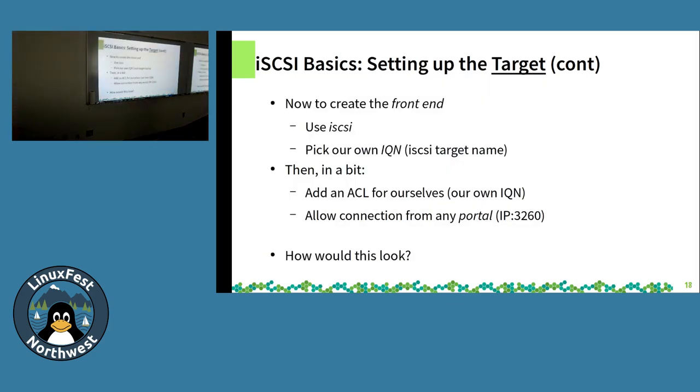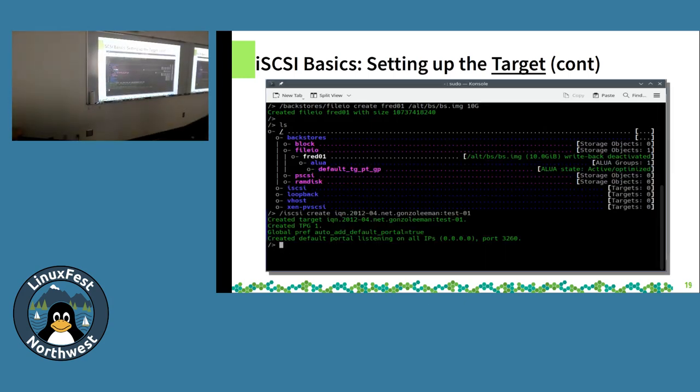And we're going to have to pick a name. Well, we don't have to. It'll pick one for you if you want. And we have to decide what network interfaces we want to listen on. By default, it's all. And we're going to set up an access control list, too.